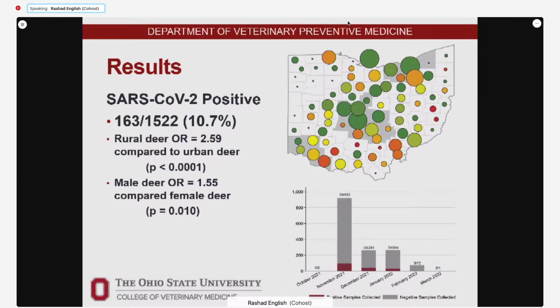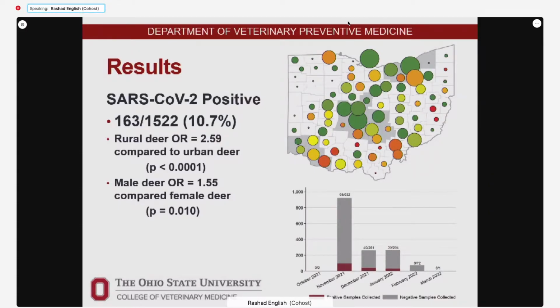The gray shaded counties are the urban counties, at least as classified by USDA. And so as we look across the distribution of things, rural deer certainly had increased odds of testing positive compared to those urban deer. And then male deer, which we'd seen in our first survey, also had increased odds. And we think that has to do with movement.